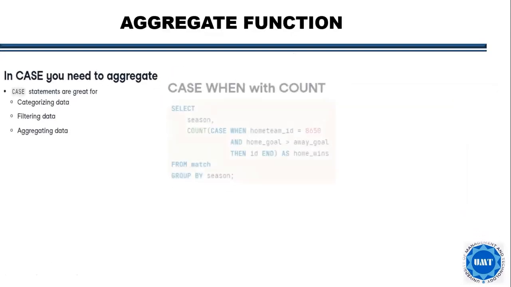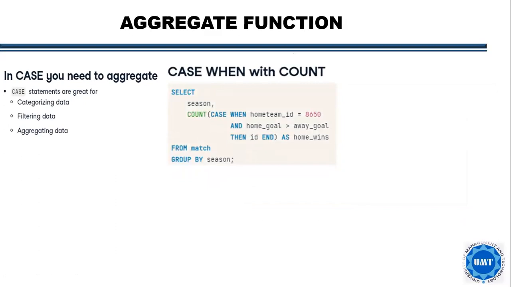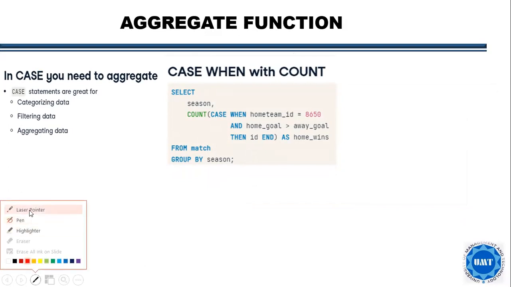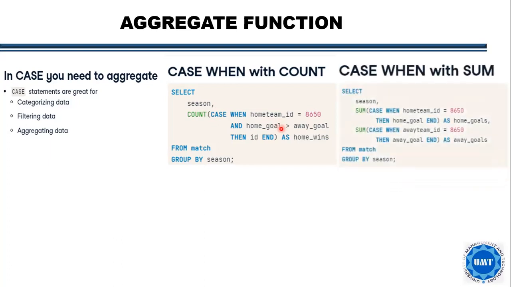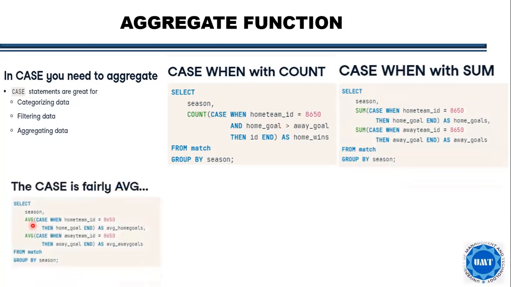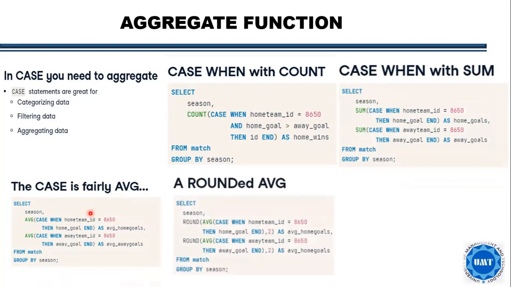Aggregate functions. In case you need to aggregate, case statements are great for categorizing the data, filtering the data, and aggregating the data. Case when with the count. So you can also use the case when statement with the count. We have to use the parentheses and we have to write the count before this syntax. This is so simple with the aggregate function sum. And this is also the same in the case of average. And it is also the same in the case of rounded average.